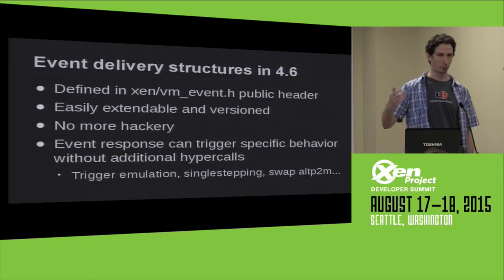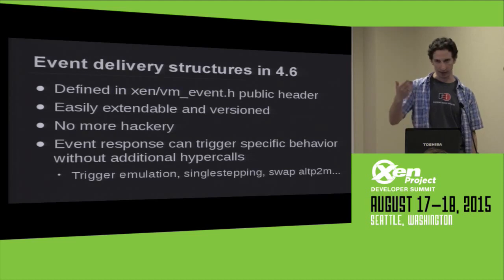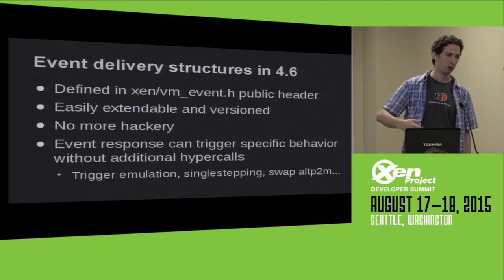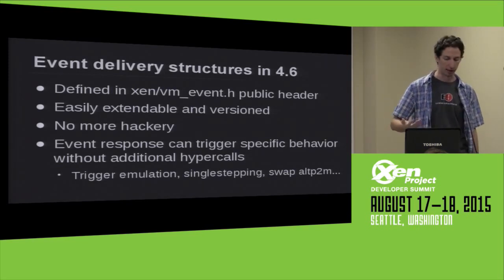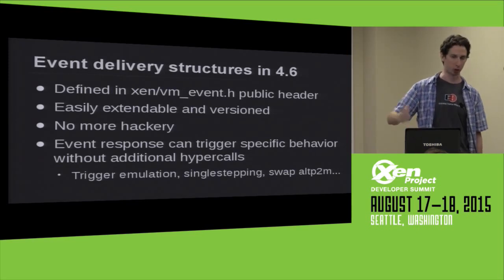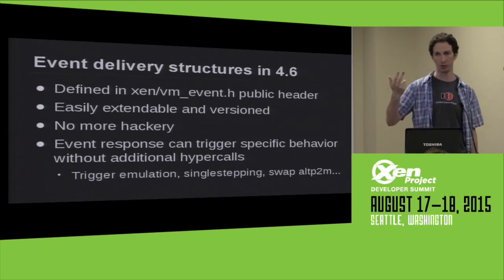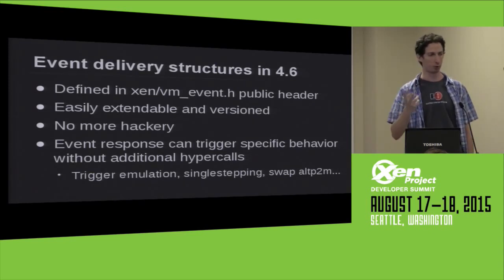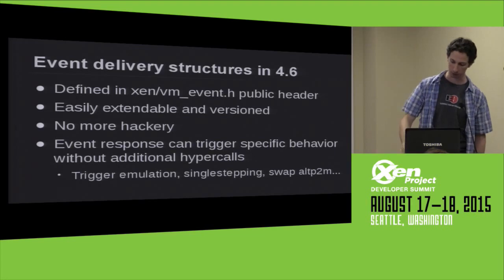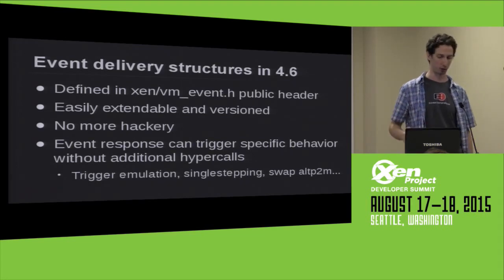And furthermore, in the response to an event that Xen sends you, within this entire system, you can send a flag to tell Xen what to do with that event. So for example, you can trigger an emulation of one instruction, you can enable single stepping, or you can swap the altp2m pointer. So there are a lot of optimizations in 4.6 that are now possible.